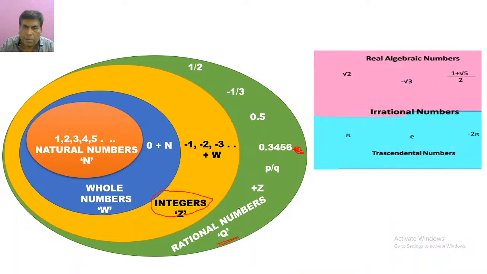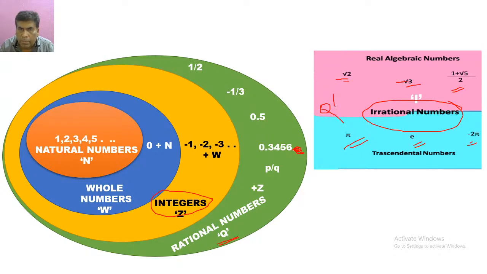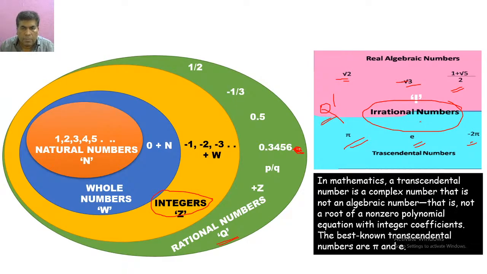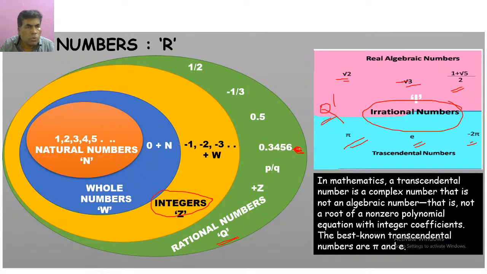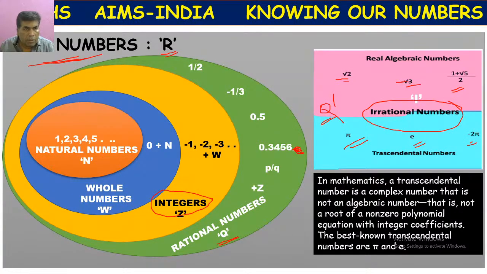So now these numbers like root 2, minus root 3, 1 plus root 5 by 2, pi, e, minus 2 pi, these are all irrational numbers. We mention them with the symbol I or sometimes Q dash. We call them as irrational numbers. These all numbers together we call them as real numbers.